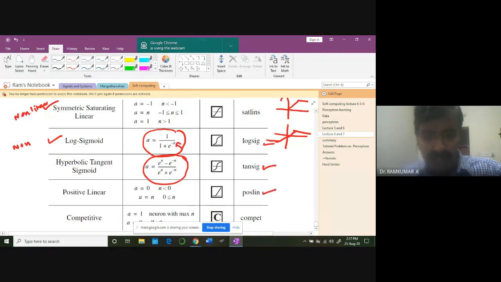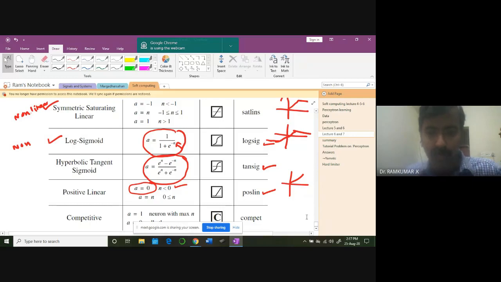Then positive linear functions. It's linear only for positive values. For negative values, no value. When n is less than 0, it's going to be 0. When n is greater than or equal to 0, it's going to keep increasing. Now that's the idea.